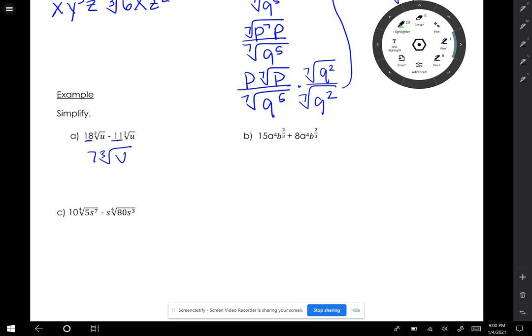Now for the next problem, 15a to the fourth b to the 2/3 plus 8a to the fourth b to the 2/3. Notice they both have a to the fourth and b to the 2/3. Since those are both the same, and the only thing that's different is the coefficients, we can combine these. They're like terms. So if we have 15 of these terms and we're adding 8 more of them, we have a total of 23 of the a to the fourth times b to the 2/3. And that's all you would need to do.